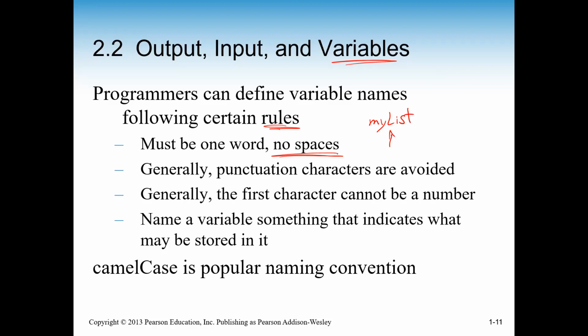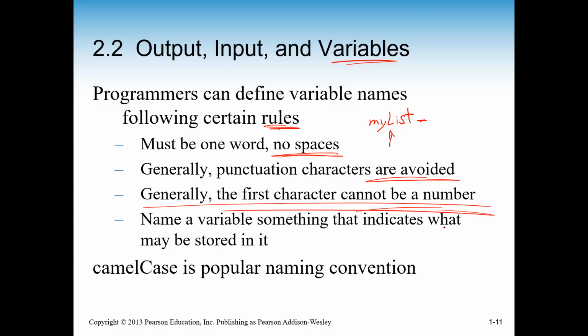So you want your program certainly to be as clear and descriptive as possible. Generally, punctuation characters are avoided. So don't use, like, exclamation. Now you can use underscore, for instance, but don't use question marks, exclamation, things like that. The first character cannot be a number, generally speaking. Programming languages will not want you to do that.